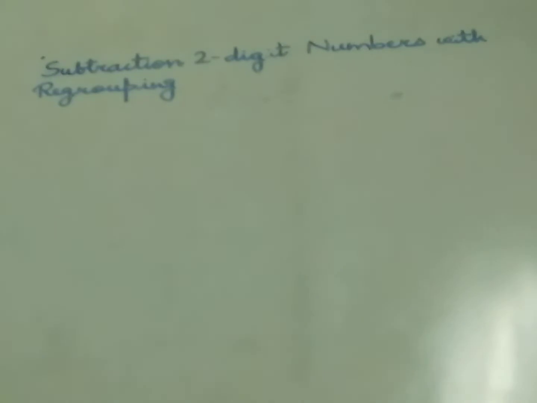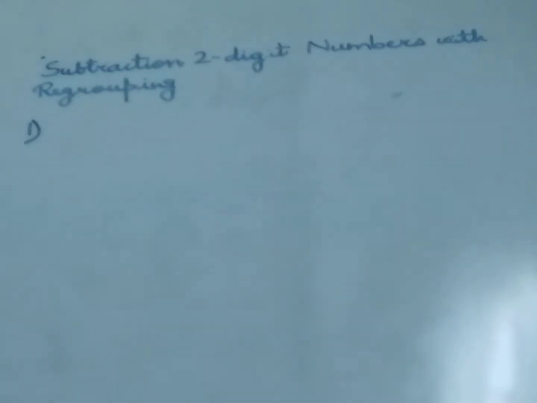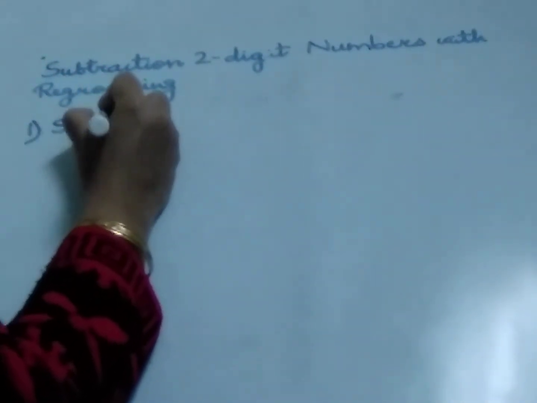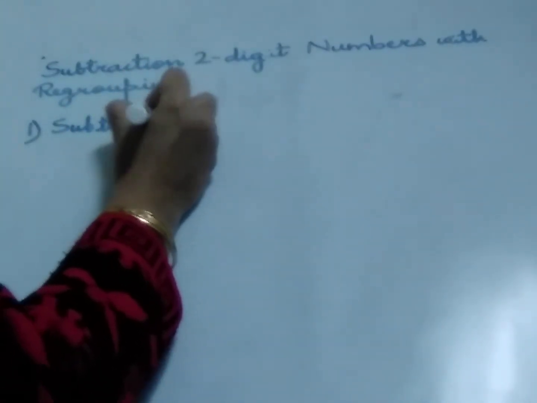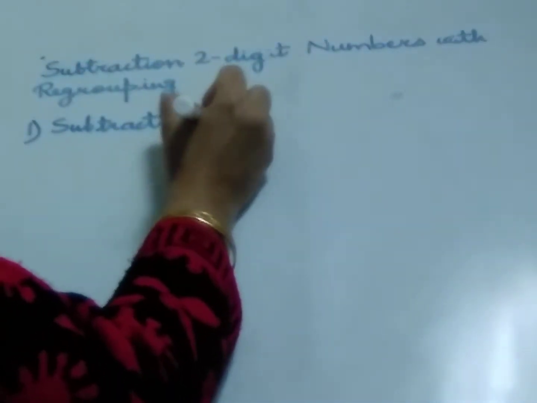Today our topic is subtraction of two-digit numbers with regrouping. Let us suppose our first question is: subtract 58 from 83.